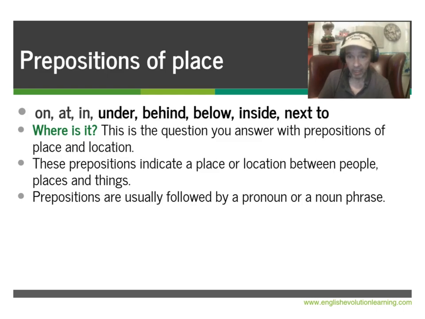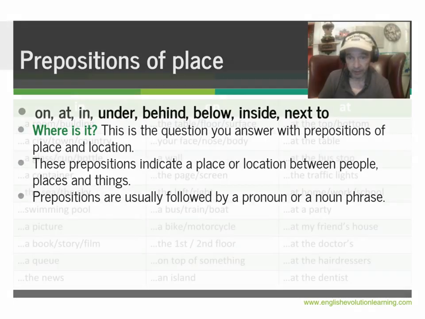Where is it? This is the question you answer with prepositions of place and location. These prepositions indicate a place or location between people, places, and things. Prepositions are usually followed by a pronoun or a noun phrase.